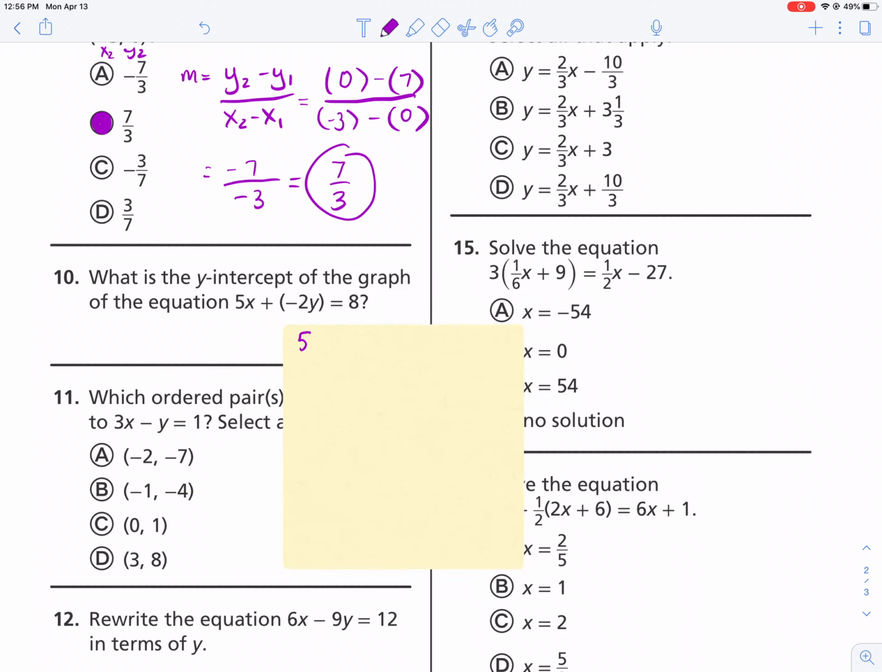So we'll say 5x minus 2y equals 8. So that's going to be the same as plus a negative 2y. To get the y by itself, I'm going to subtract 5x from both sides. Do not lose the negative in front of your 2 or you'll get it incorrect. And then I'm going to write negative 5x plus 8. And then I'm going to divide by negative 2 to get the y by itself.